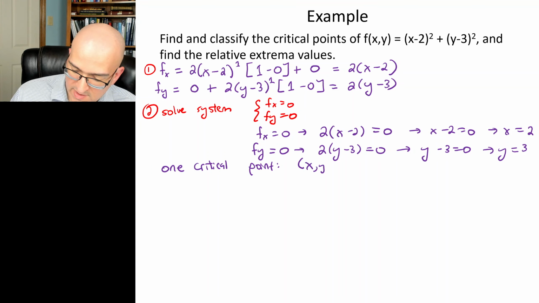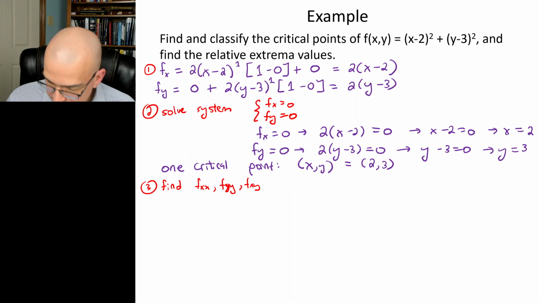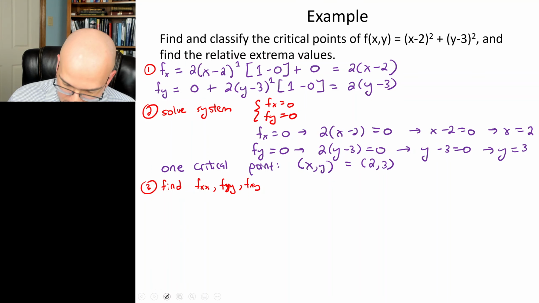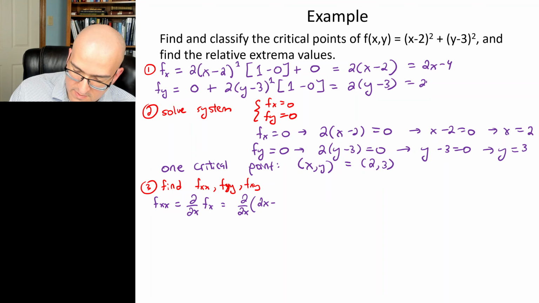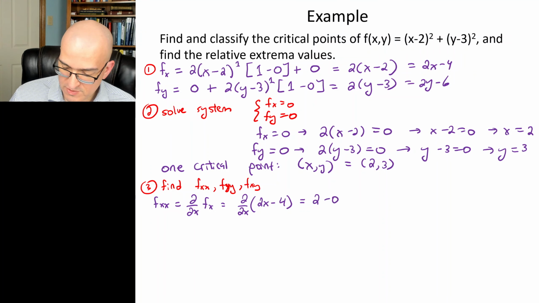Now step 3, we're going to find the partial derivatives. I keep saying mixed. I mean all of them. I want all of them, not just the mixed one. Okay, so f double x is the x derivative, di by dx, of f sub x. So it's the x derivative of 2x minus 4, which is 2 minus 0, which is 2.